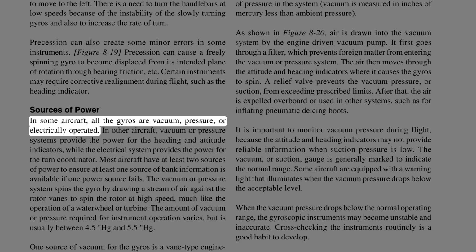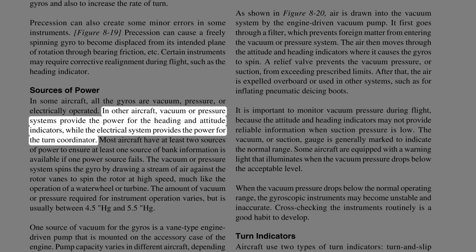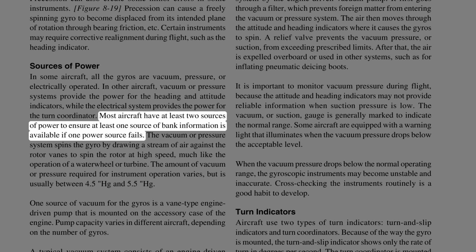Sources of power. In some aircraft, all the gyros are vacuum, pressure, or electrically operated. In other aircraft, vacuum or pressure systems provide the power for the heading and attitude indicators, while the electrical system provides the power for the turn coordinator. Most aircraft have at least two sources of power to ensure at least one source of bank information is available if one power source fails.